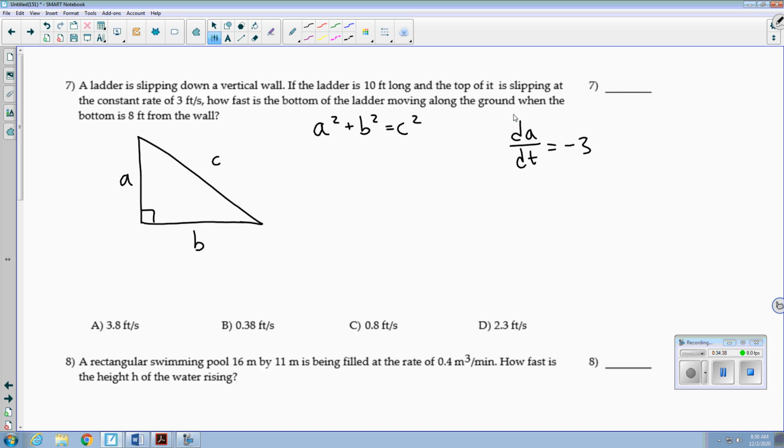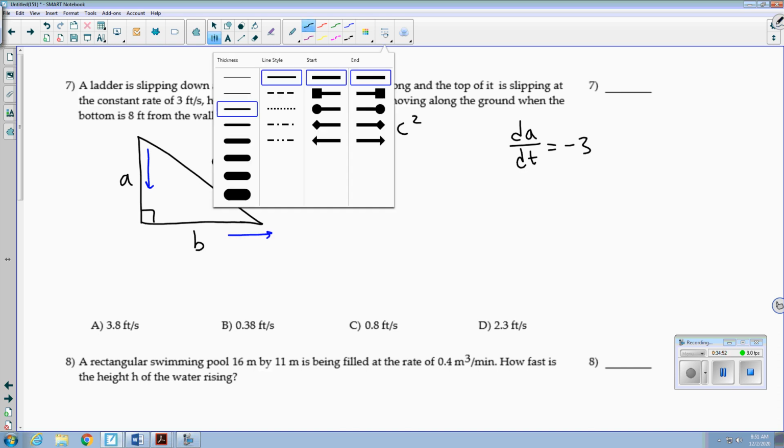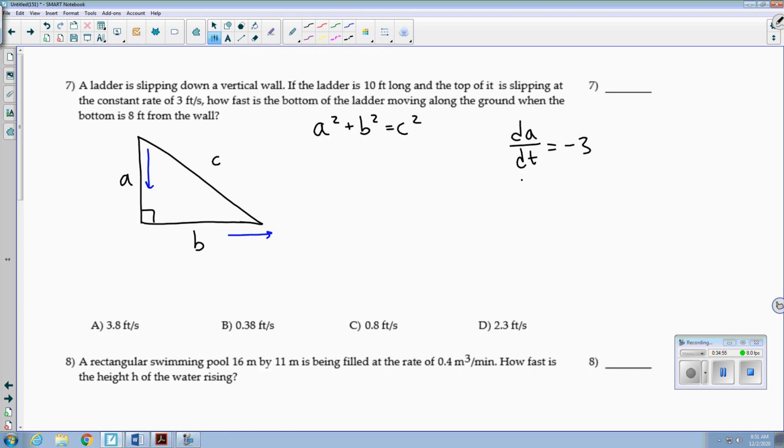How fast is the bottom of the ladder moving along the ground? So that's extending. So this would be moving down this way, which would cause the bottom of this ladder to extend out that way, which means dB/dt, which is what we're looking for, should be a positive number because it's increasing in length. That distance away from the wall is increasing, so it should be positive. So we might want to make a note of that.